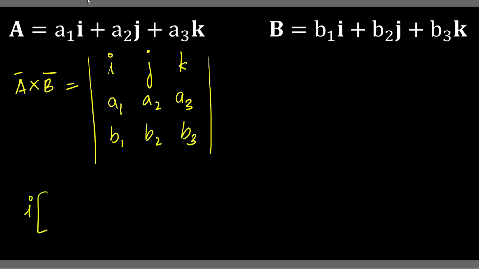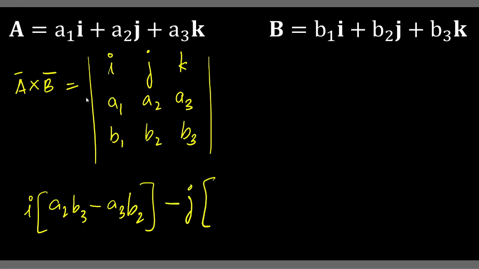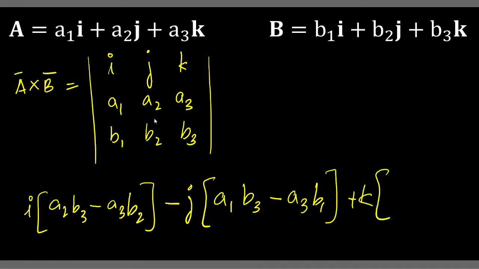Then what will your answer be? It will be I times, delete the row and the column, this row and this column you omit, and look at what's remaining. That will be A2B3 minus A3B2. Then for J alone, it will be minus, and then this is J. Delete the row and the column. What is remaining is A1B3 minus A3B1. Plus K into, delete where K is, the row and the column. What remains are these four. So you have A1B2 minus A2B1.